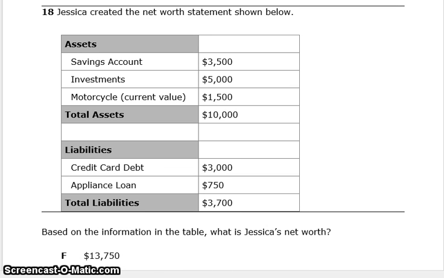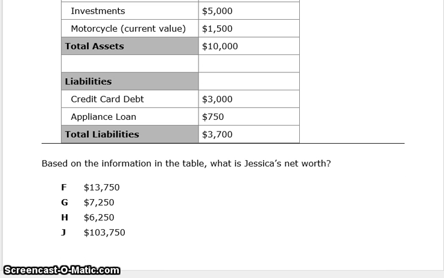Jessica created the net worth statement shown below. Her assets are the savings account, the investments, and the motorcycle. Her total assets is $10,000. The liabilities are her credit card debt and her appliance loan. The total liabilities is $3,700. Based on the information in the table, what is her net worth?